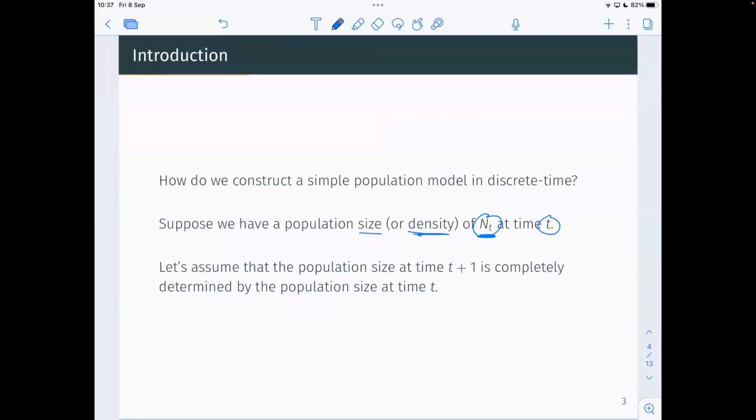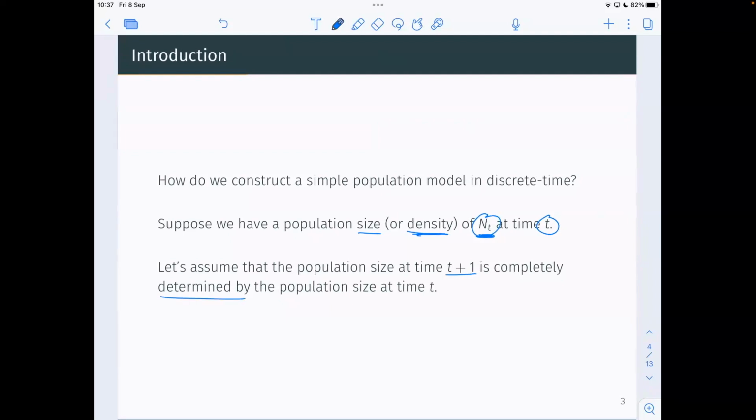Here's our time unit, and that time unit could be, like I said, days, weeks, months, years, or generations. We're also going to assume that our population at the next time point, t plus 1, is completely determined by the population size at time t. So why does this matter? Well, this means that our model is deterministic. This means no random effects. Those random effects can also be referred to as stochasticity.